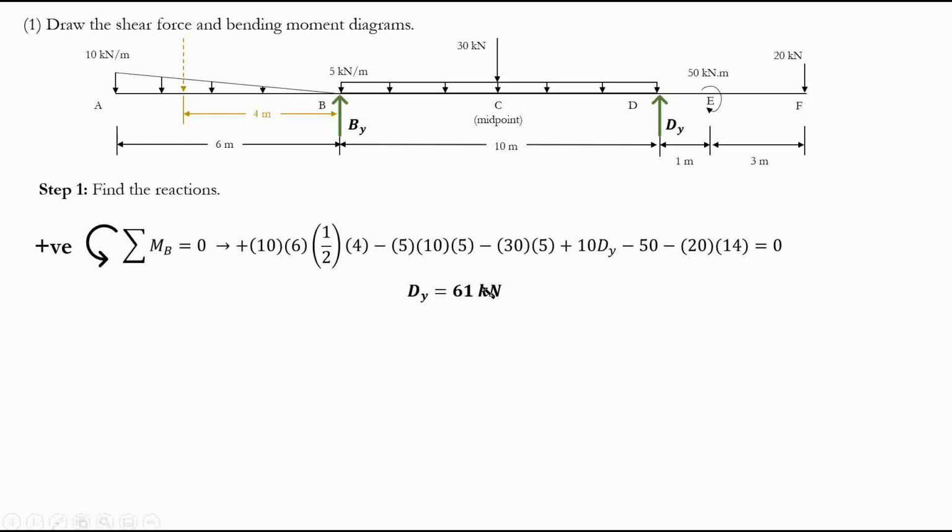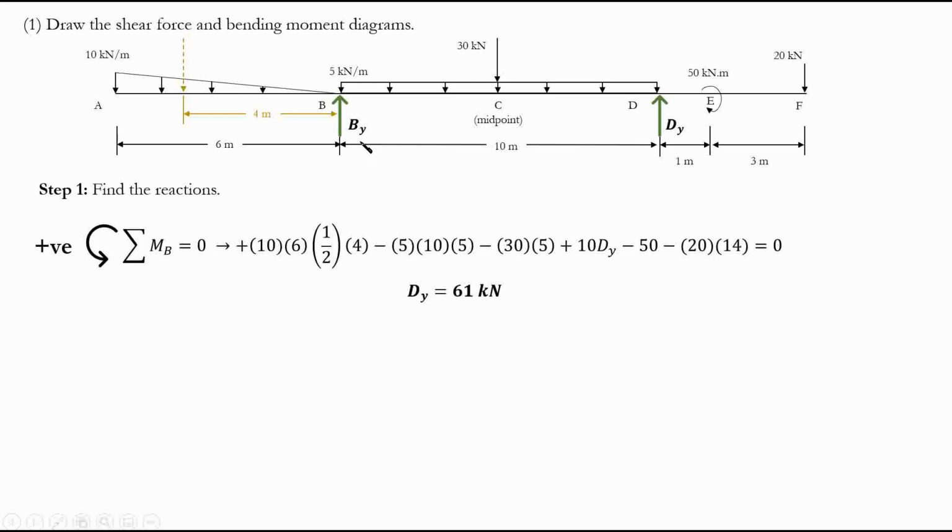A very important point here is that if you get your dy as negative, it means that the direction you assumed for the dy reaction was not upward. It is downward, the opposite of the assumption you made. Same for by: let's say you find negative 52, then it means that by was actually going down. But remember, we have to be consistent.